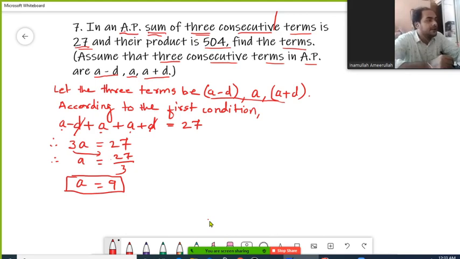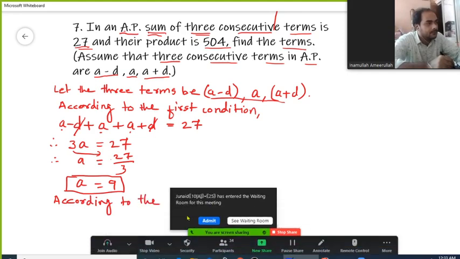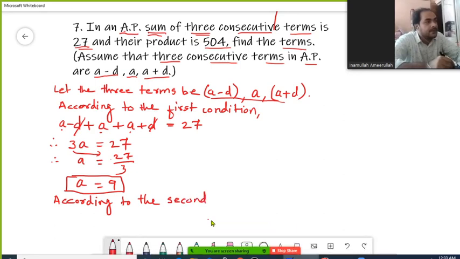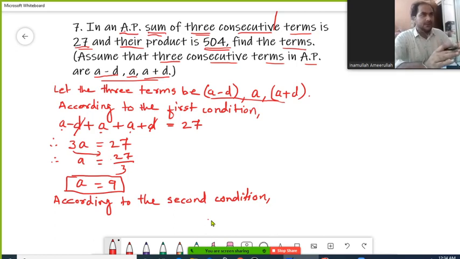According to the second condition, again we will write the same statement. Your second condition says their product. Whose product? These three numbers. Their product is 504, which means when you multiply three consecutive terms, their product would be 504. This is our second condition.